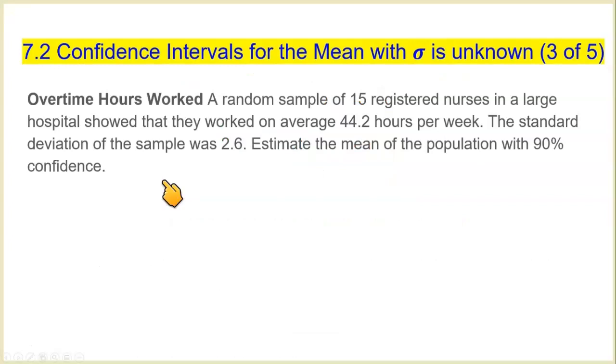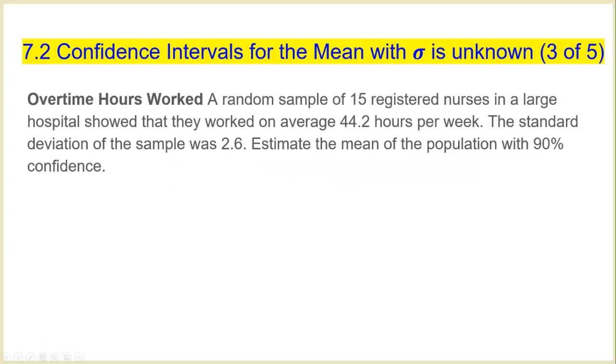All right, so let's look at this example and see how similar and how different it might be from section 1. Overtime hours worked. A random sample of 15 registered nurses in a large hospital showed that they worked on average 44.2 hours per week. The standard deviation of the sample was 2.6. Estimate the mean population with 90% confidence.